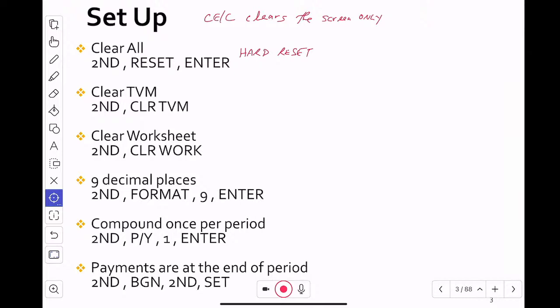Now, every space has a unique clearing function because, for instance, let's say I put something into the time value of money keys, and I also have something in the statistical keys or the stat mode of the calculator. And I don't want to affect what I've stored in the statistics memory. And there's other memories too. I just want to clear the memory for the time value of money keys. So I use the specific second clear TVM.